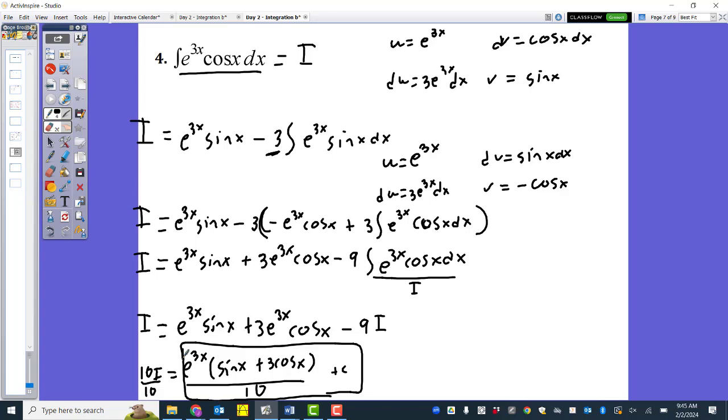Okay, so that's the only other tricky one. Once again, remember, this is only when you're doing e to the x times sine or cosine that you have to use this. If you have any other questions, let me know.